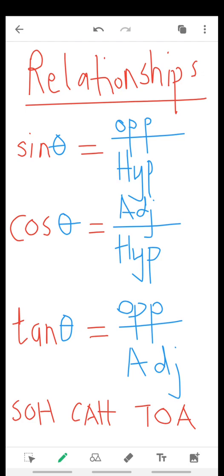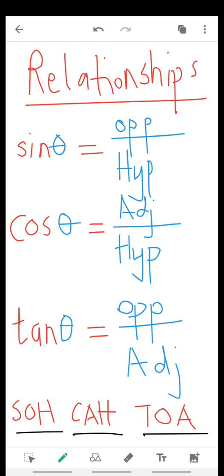Now when I take the first letter of sine, which is S, the first letter of opposite, and the first letter of hypotenuse, I get SOH. Then when I take the first letters of cos, adjacent, and hypotenuse, I get CAH. And when I take the first letters of tan, opposite, and adjacent, I get TOA. So when I relate all three beginning letters of the relationships, I get what we call SOHCAHTOA. This is just an easy way of remembering the relationships.